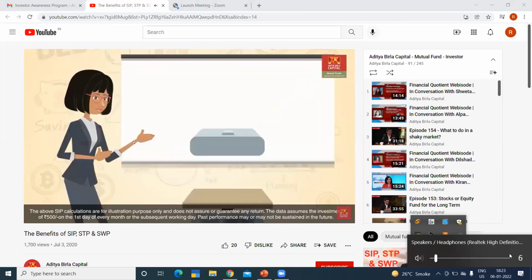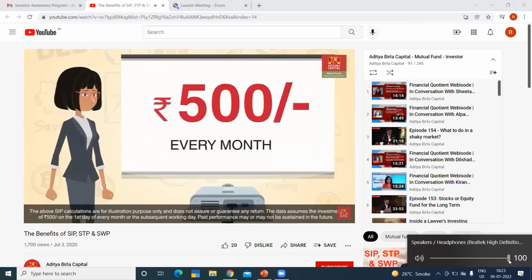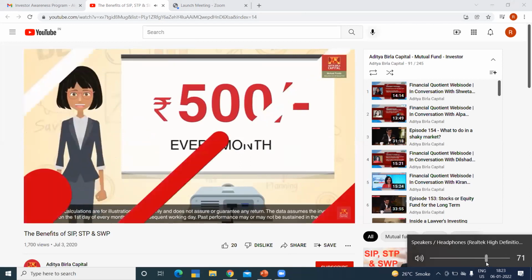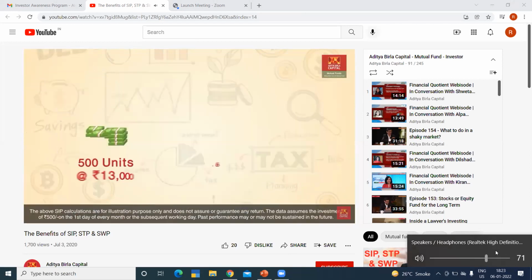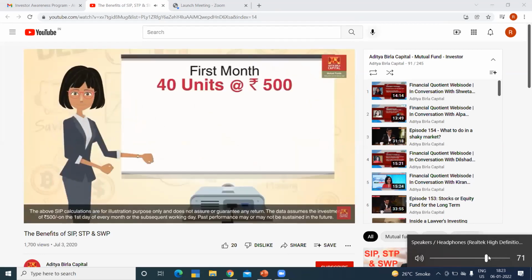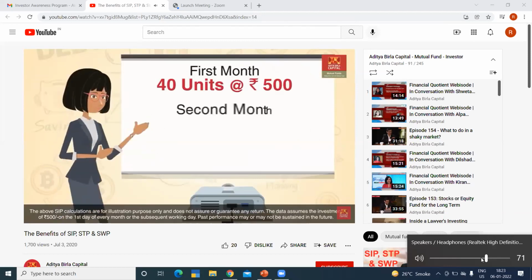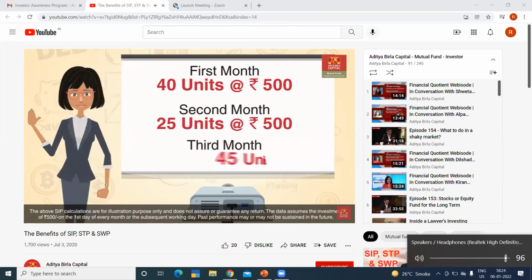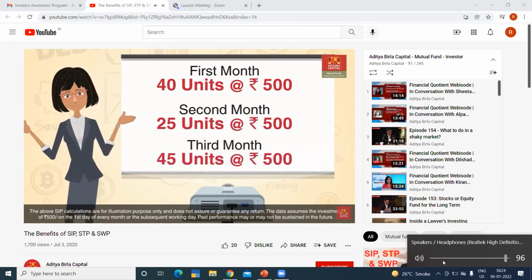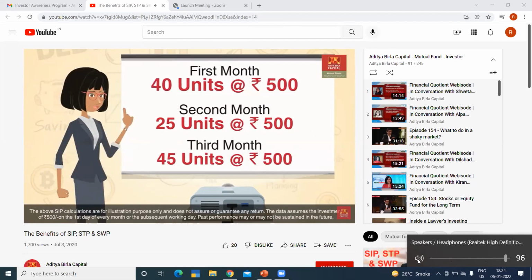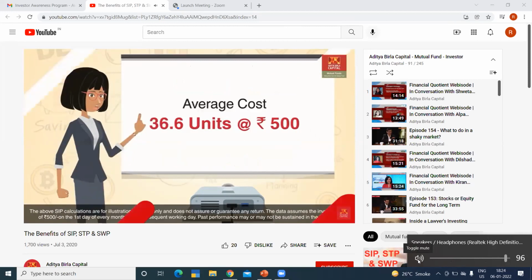You invest 500 rupees every month. Given the market volatility, the cost of purchasing a unit of a mutual fund will change every month. Say, in the first month, you may get 40 units for 500 rupees. In the second month, you may get 25 units for the same amount, and perhaps more in the next month, say 45 units. This difference in price averages out over time, giving you the best possible price per unit over time.